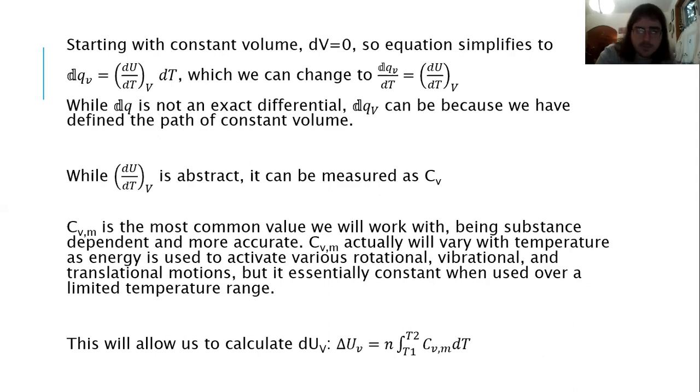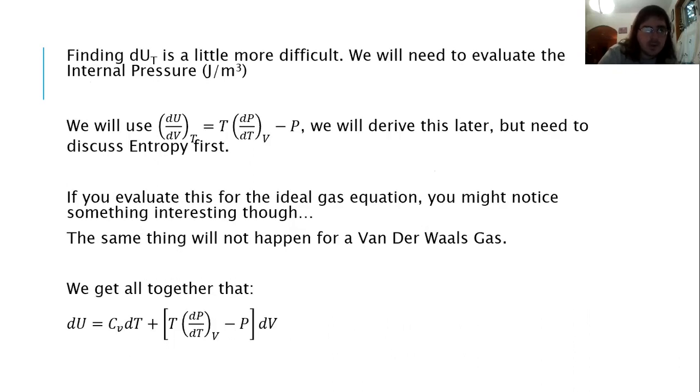And we'll do that exchange very, very often. We're more often going to use the C sub V sub M, the molar version, but C sub V sub M actually will vary with temperature as energy is used to activate. But it is essentially constant when used over a very limited range. We want to use this as a constant, but it's not always constant. But what this will allow us to do is calculate du sub v, which is simply n times the integral from t1 to t2 of c sub v dt.